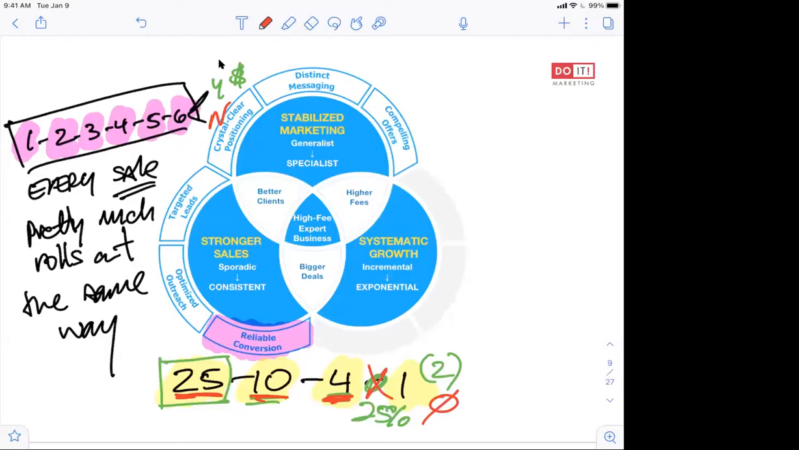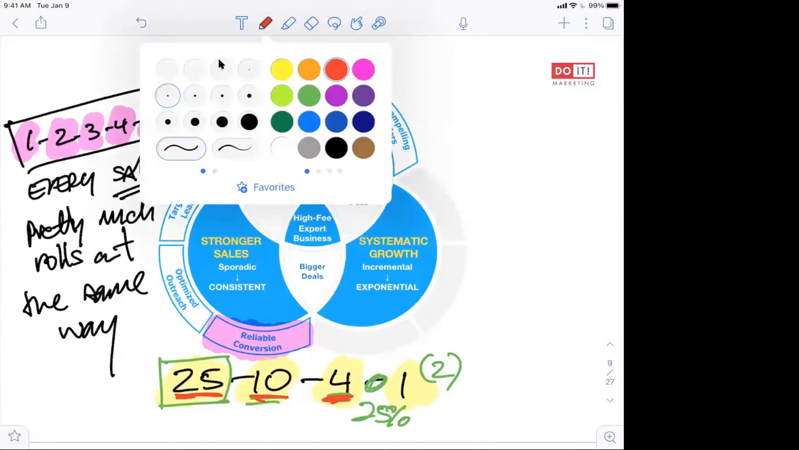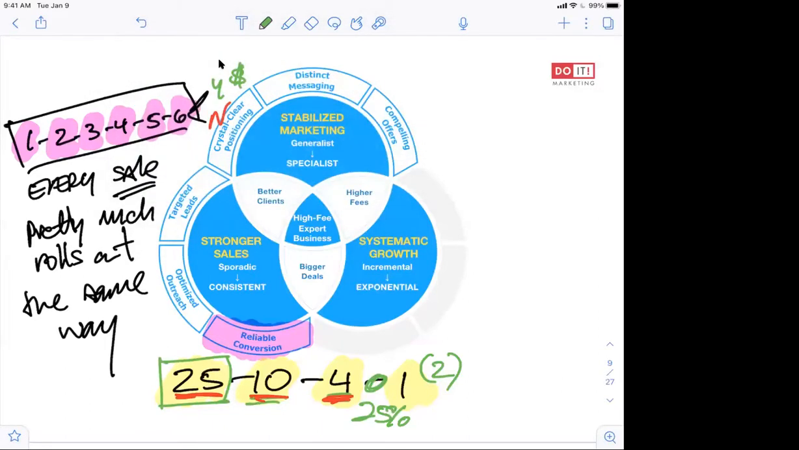If we literally just fix that one thing, and instead of 25, 10, 4, 0, we actually could jump that bridge pretty reliably and pretty consistently. So 4 serious prospects becomes 1 sale. Maybe you get really good at it. 4 serious prospects becomes 2 sales. Can you see how that would be a gigantic game changer for you?